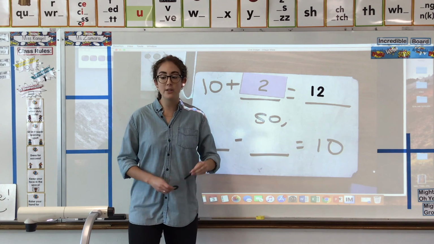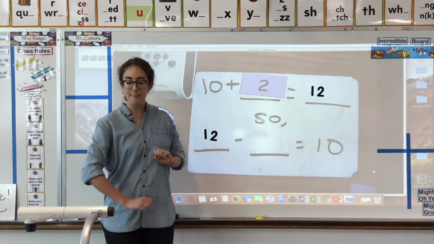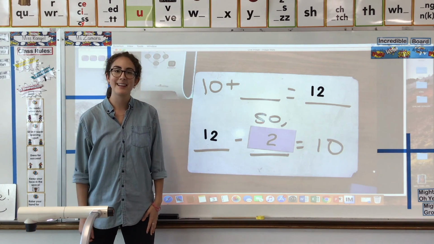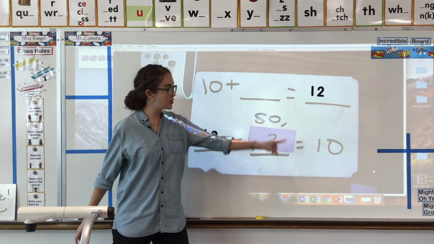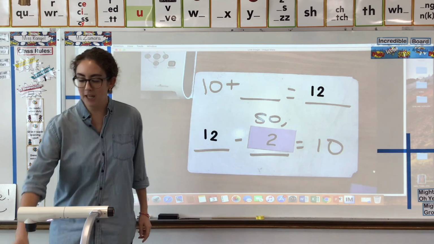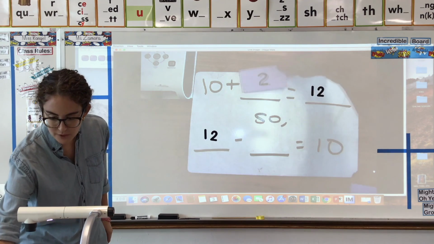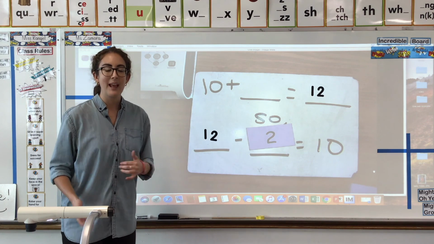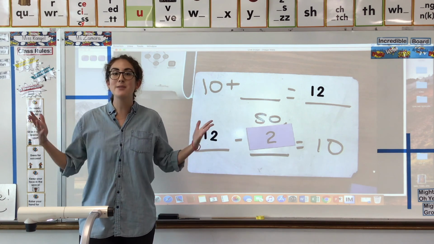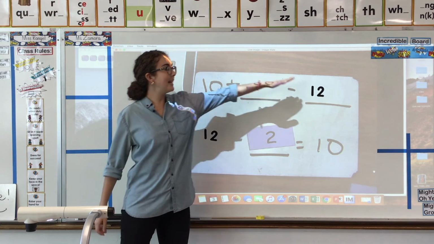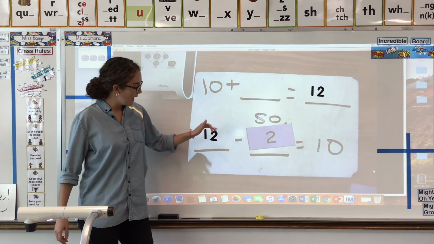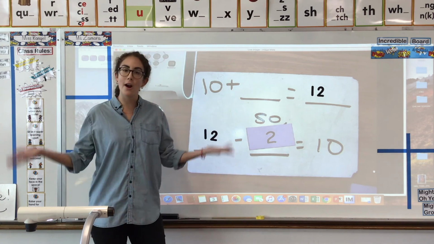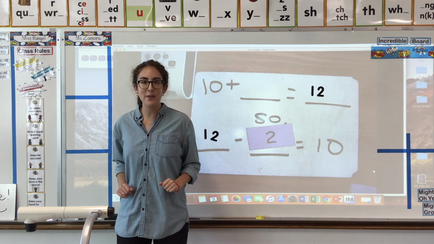We can use this knowledge to solve 12 minus 2 equals what? 10. 12 minus 2 equals 10. We know 10 plus 2 equals 12, so 12 minus 2 equals 10. They are reverses of each other. They use the same knowledge. We added our ones to our 10 and got 12, and then we started with 12, took away our ones, and we were just left with our tens. So let's try another one.